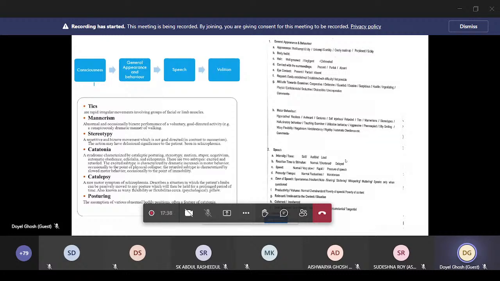What is the speed of it? What is the pressure of speech? Is it very slow speech? Is it very rapid speech? Is there any pressure such that you cannot intervene in between? You cannot stop that person, he is just speaking and speaking. Prosody, or tempo, means there can be normal prosody. We take a pause, we follow a rhythm. But there are some persons who speak in a very monotonous tone. In Asperger's disorder, the prosody is generally very flat, very monotonous.